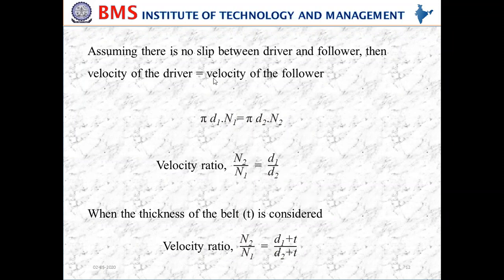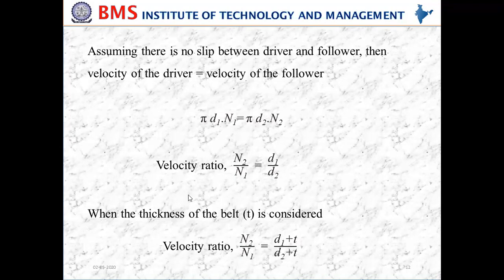assuming there is no slip between the driver and follower. When there is no slip between the driver and follower, the velocity ratio you are going to get is n2 by n1 is equal to d1 by d2. When the thickness of the belt is considered, then the velocity ratio changes: the thickness will be added on both sides, I mean on the numerator and denominator.